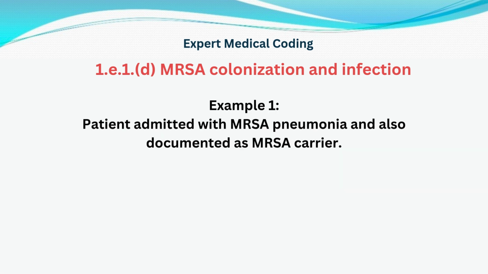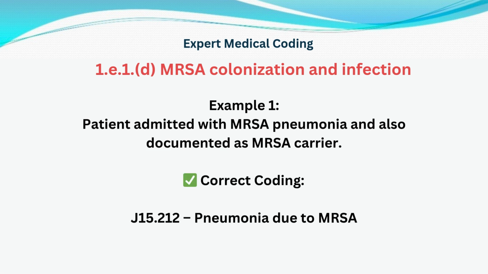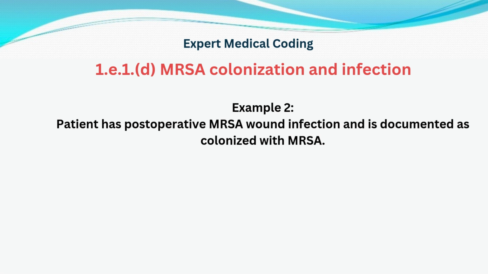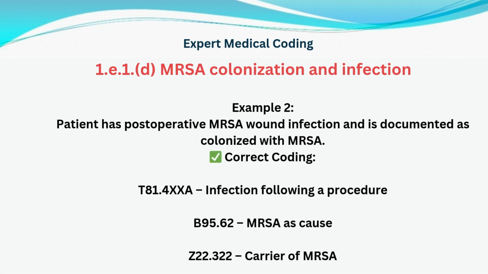Let us see an example. The patient is admitted with MRSA pneumonia and also documented as an MRSA carrier. So you have to assign two codes. The first one is for pneumonia due to MRSA, that is J15.212, and along with that you have to assign the MRSA carrier code, that is Z22.322. Let us see another example: the patient has a post-operative MRSA infection and is documented as colonized with MRSA. So here you first assign T81.4XXA, infection following a procedure, followed by MRSA as the cause separately, B95.62. Along with that, you also assign Z22.322 for carrier of MRSA.